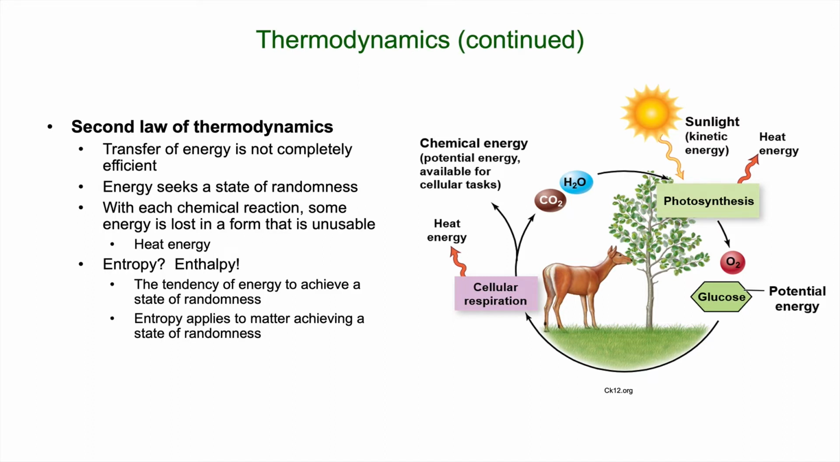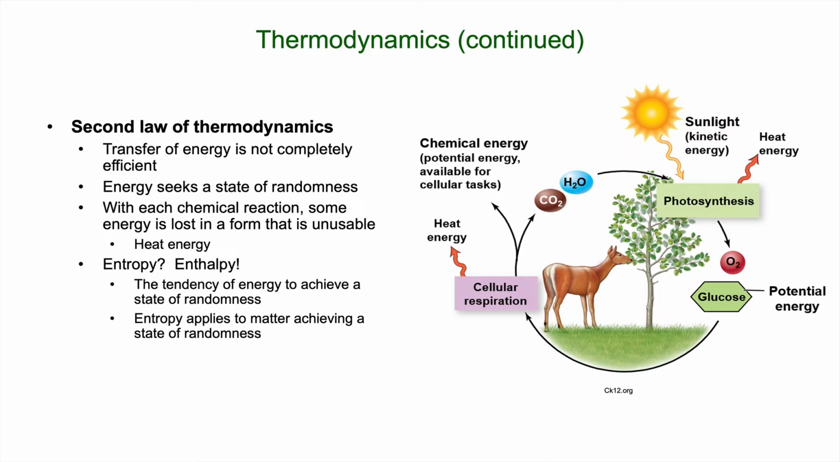The second law says that the transfer of energy is not completely efficient. With each chemical change, every transformation, a little bit of the energy is going to be lost as heat energy. You see, energy as photons of light or a molecule of glucose is highly organized. And energy doesn't want to be organized. It wants to be in a state of randomness. And the most random form of energy is heat energy. And so ultimately, all energy wants to become heat energy and dissipate away from the Earth back to the universe.